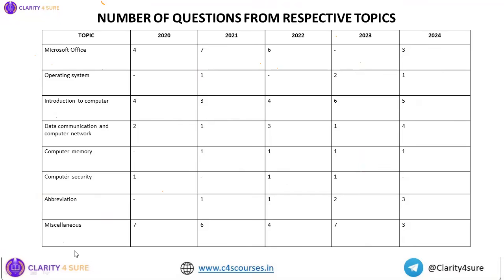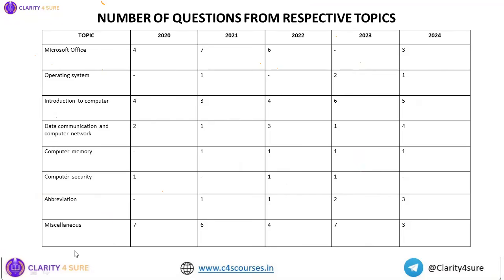So always try to grab the lower hanging fruits. What are the lower hanging fruits? Number 1, MS Office. Number 2, introduction to computer. Number 3, data communication, computer network. And number 4 is your abbreviations. In MS Office, again I'm giving you the emphasis, shortcuts and commands are important. So try to focus on these topics.